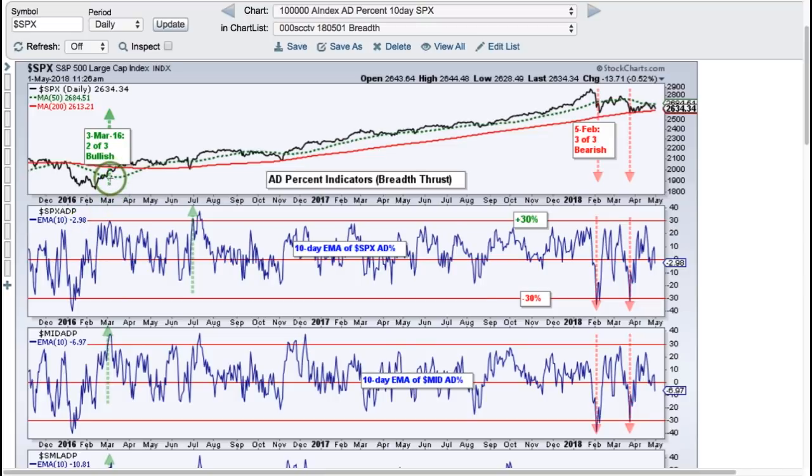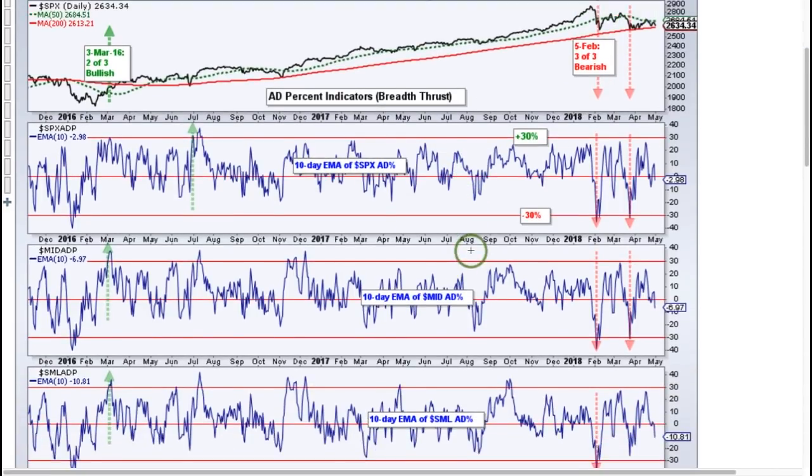And you can see that two of the three triggered bullish in early March 2016 with that breadth thrust. And they stayed bullish until three of three triggered bearish on February 5th, 2018. So that was a really nice long run. And again, these are early signals. As you saw from the table, we don't have confirming signals from high-low percent or the percentage of stocks above the 200-day EMA just yet. But we have had a double bearish breadth thrust.